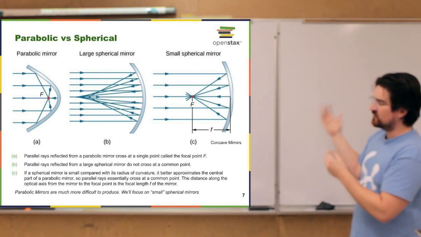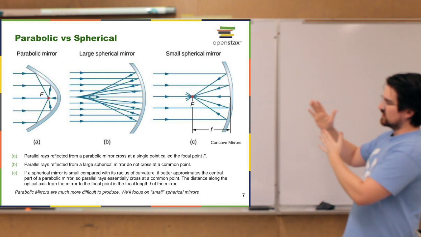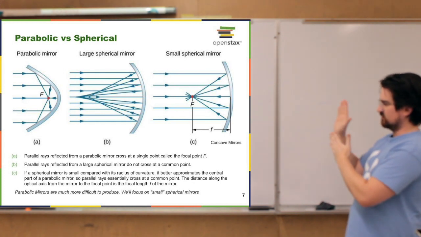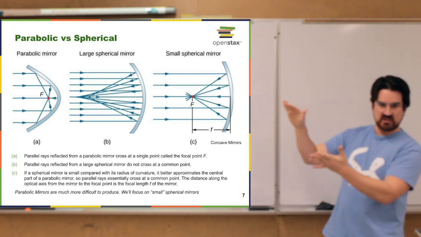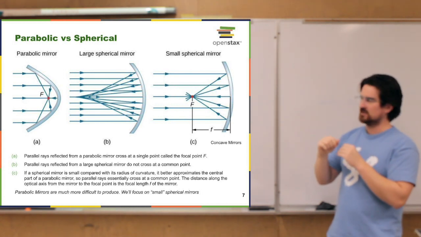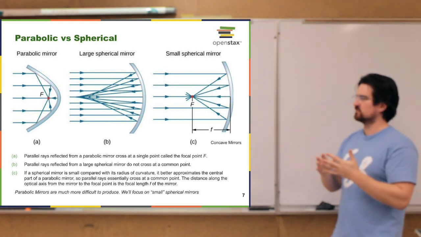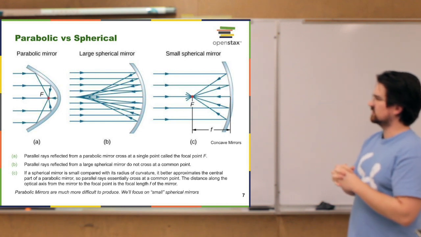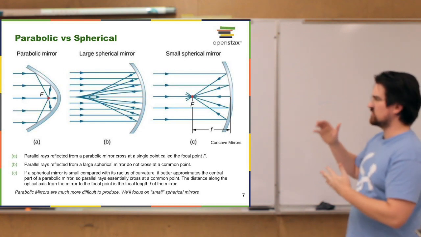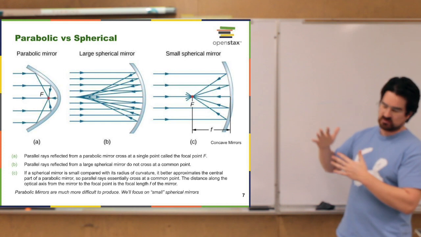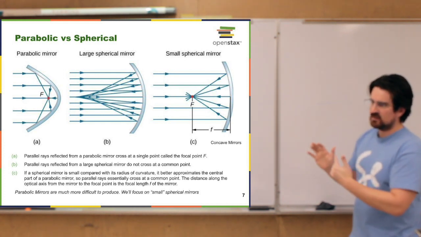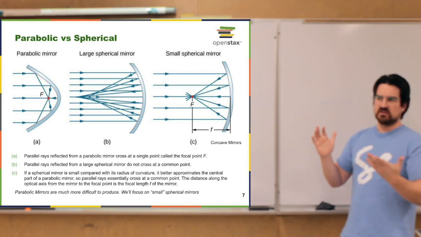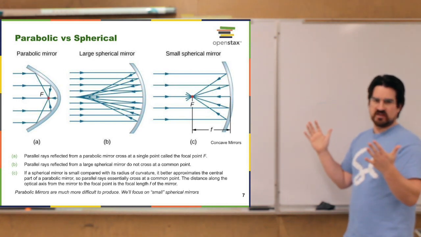Whereas with spherical mirrors, depending on how curved it is, light rays that come in parallel will focus at different points. It's not ideal because of aberrations. So when you're talking about spherical mirrors, you're generally thinking of two kinds, either large or small, and that is relative to the radius of curvature of that mirror.